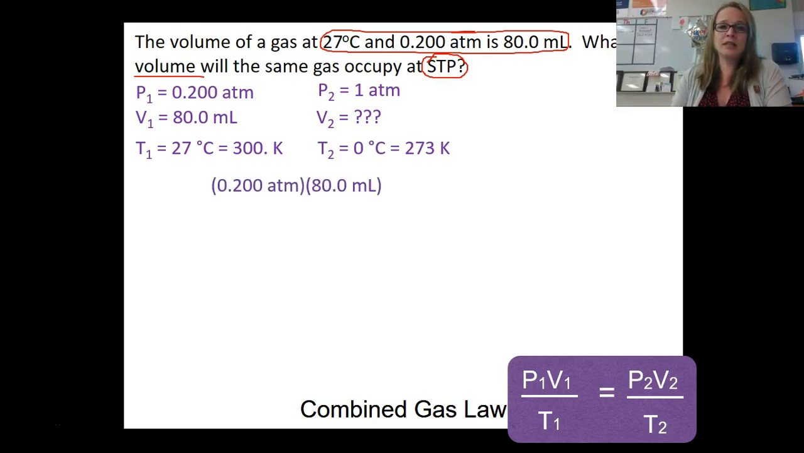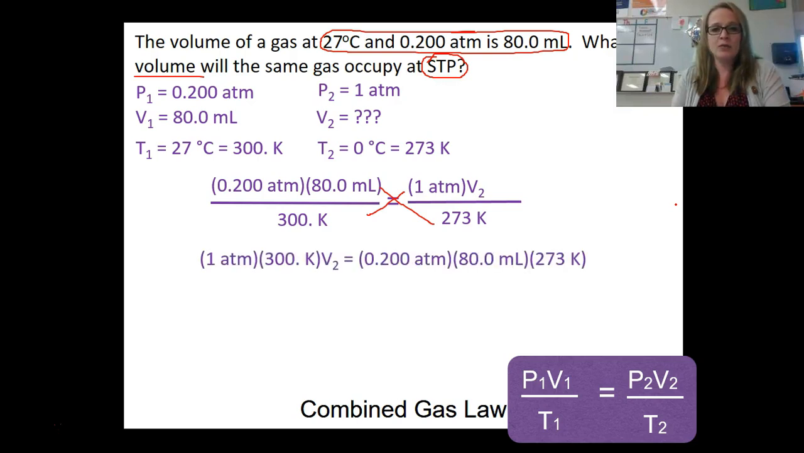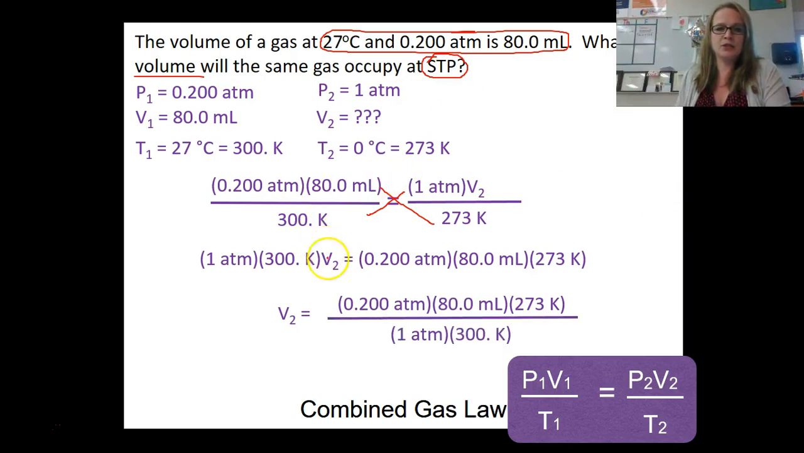Plugging it into the equation, standard stuff. P1 V1 over T1 equals P2 V2 over T2. And again, to solve, cross-multiply numerators and denominators, get the linear format. It's easier to see. When you do that, voila, 1 atmosphere times 300 Kelvin times V2 equals 0.2 atm, 80 mL, and 273 Kelvin. We're going to go through and get V2 by itself, dividing through by these two numbers that are stuck next to it. We're going to get those off so we can get V2 by itself.